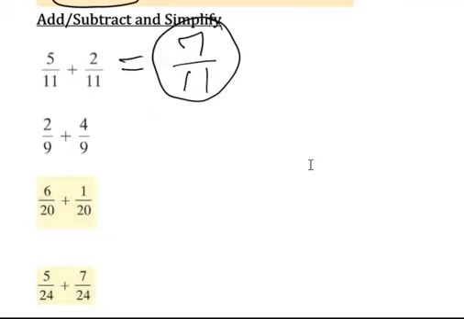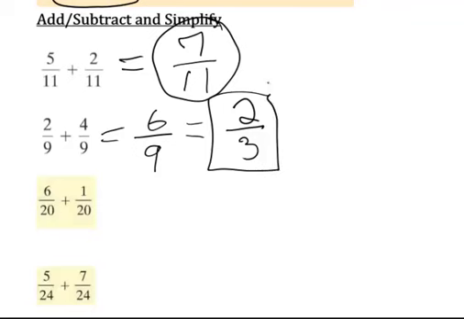I'm going to go ahead and do the same thing for the next problem. So 2 plus 4 gives me 6. My bottom number stays as 9. Now I can reduce 6 and 9. I can divide them both by 3. So 3 goes into 6 2 times. 3 goes into 9 3 times. And there's my answer.